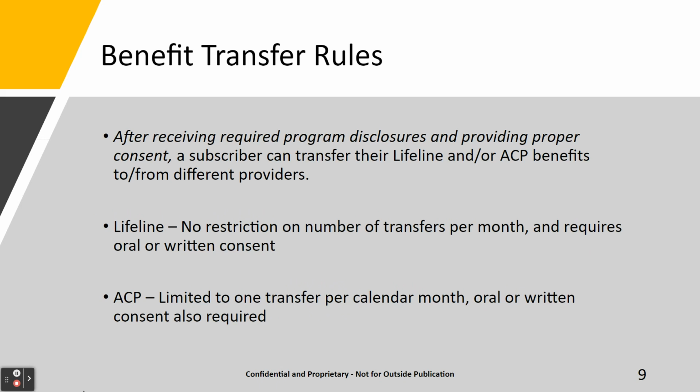A subscriber can transfer the benefit to the provider of their choice, assuming that provider is qualified as a Lifeline or ACP provider, but that provider has to make the proper disclosures and collect consent. One frequent complaint that the FCC hears is where subscribers get transferred to another provider, allegedly without their consent. In those cases, the subscriber says they didn't authorize the transfer and wants to remain with AMBT, for example. Remember, you can't have multiple providers claiming the same subscriber for reimbursement.